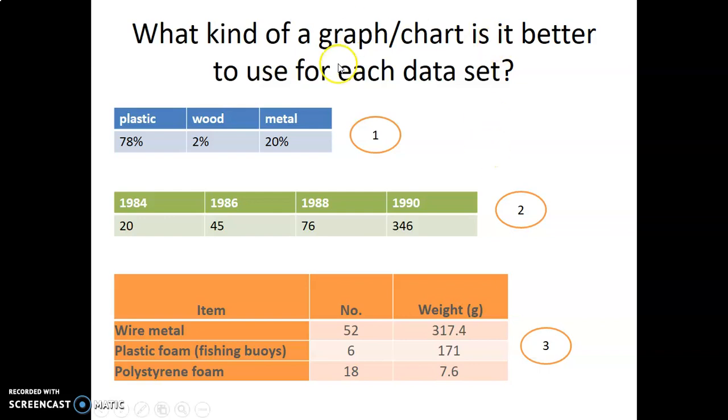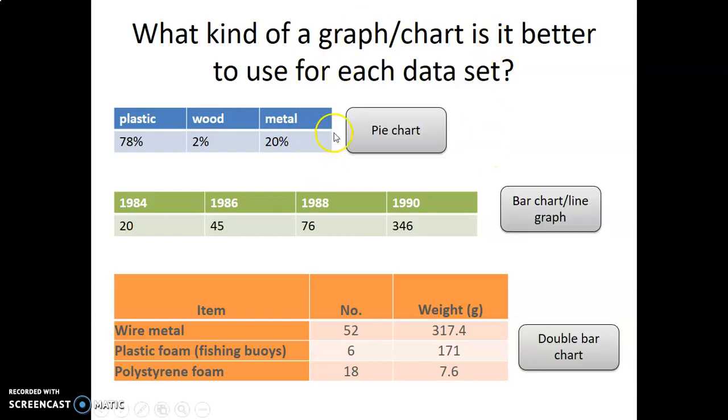All right, let's take a look. So for the first one, a pie chart would be the most suitable. Why? Because the data set shows percentages. Whenever you have something out of 100%, it's best to use a pie chart.